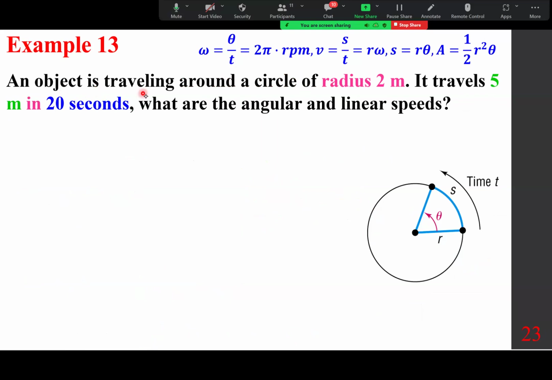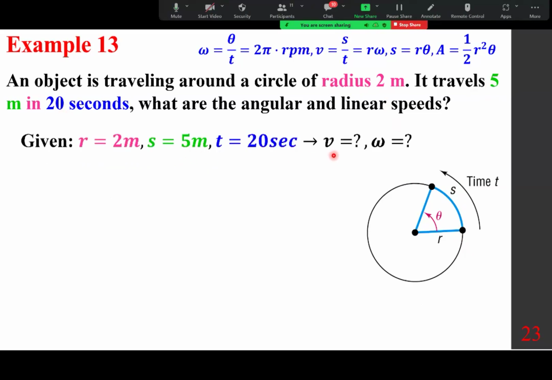An object is traveling around a circle of radius 2 meters. It travels 5 meters in 20 seconds. What are the angular and linear speed? So let's write the given. The radius is 2 meters. It travels 5 meters along a circular path. That means it covers S equals 5 meters over the course of time, 20 seconds. And therefore, we want V and omega.